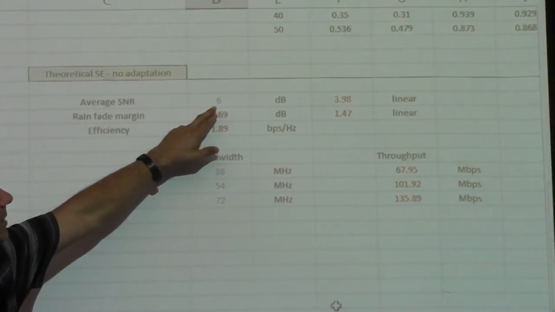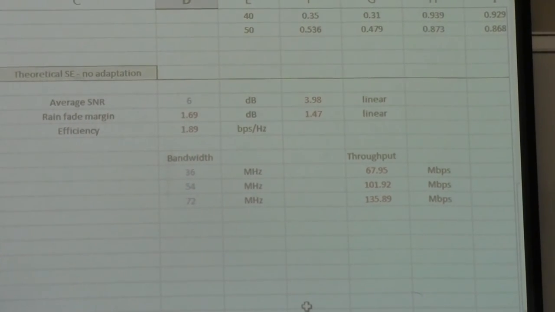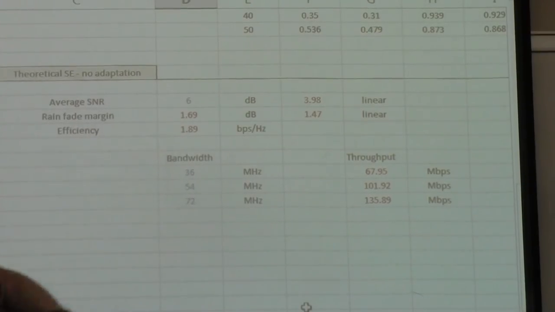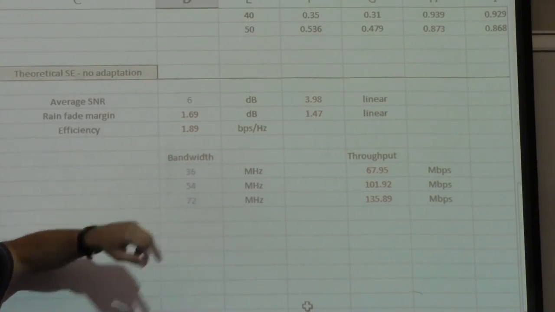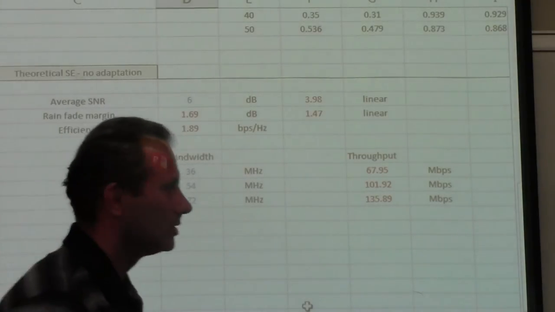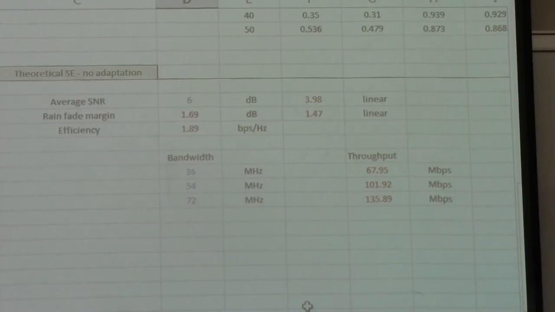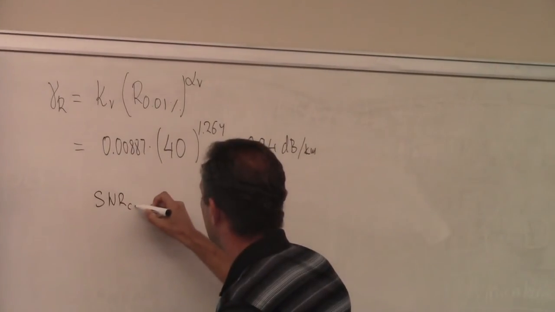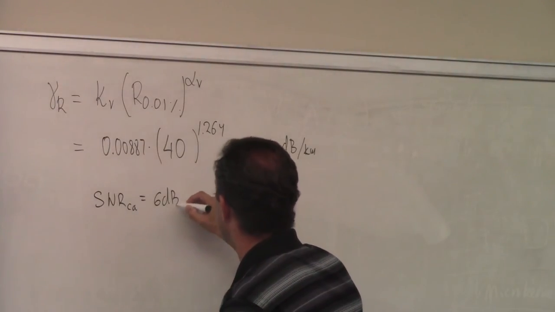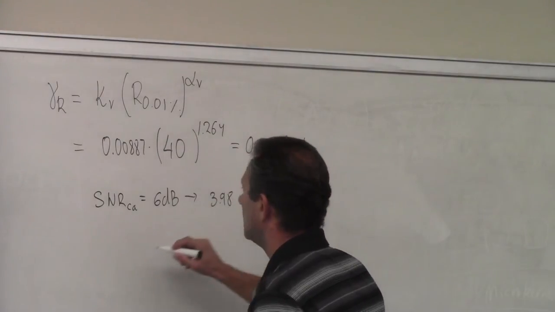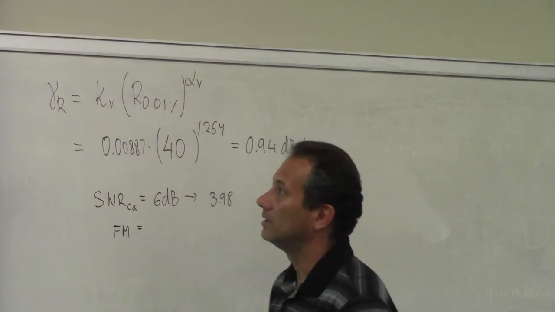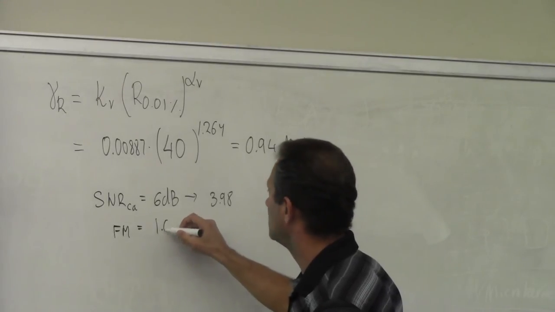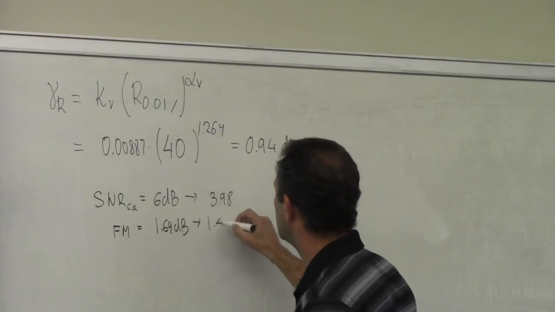If I say, okay, I designed my link to have 6 dB of average SNR in clear air, and then with this fade margin, 1.69, then my spectral efficiency can be 1.89 bits per second, right? How do you determine that? Your signal to noise ratio in clear air is 6 dB, which is this linear, 3.98. And then your fade margin at this particular reliability is 1.69 dB, which is this 1.47 linear.